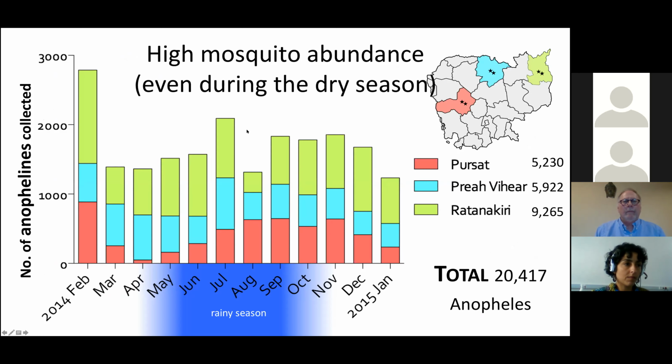We were surprised to find that we had hundreds of mosquitoes per night throughout the entire year, with only a strong seasonal signal from our collections in Prasat. So this was surprising. We started the study in the dry season, hoping that we could have some lower catches to get used to the collections, but in fact, we caught many, many mosquitoes in each province.